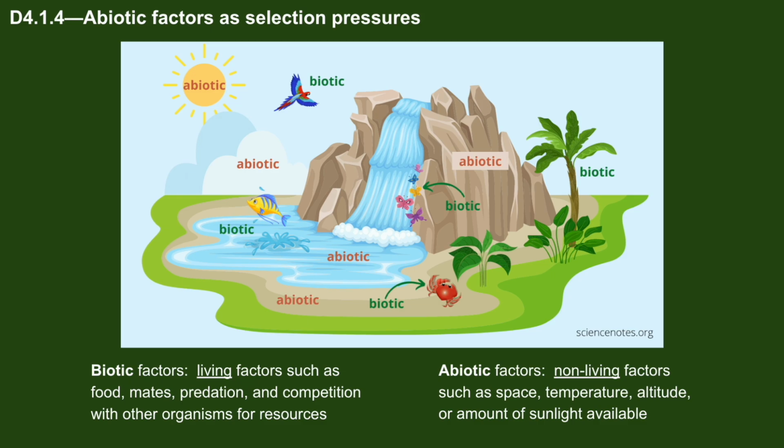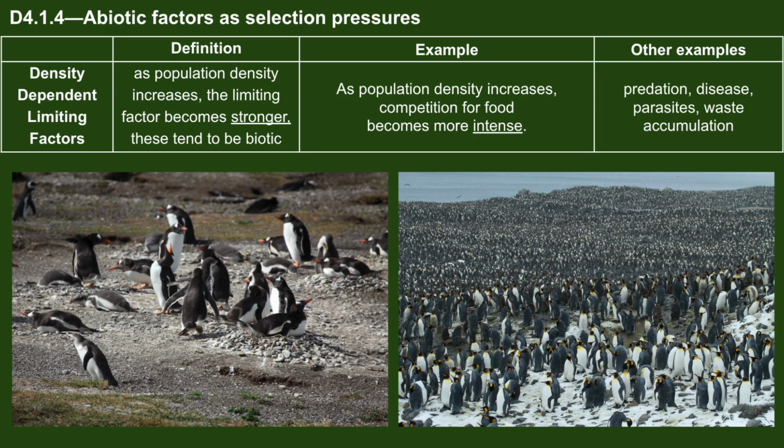Selection pressures can either be biotic, referring to living factors like food, mates, predation, and competition with other organisms, or abiotic factors, which are non-living, such as space, temperature, altitude, or amount of sunlight available. Now, they don't necessarily have to be abiotic here. We can have density-dependent limiting factors, where as there's a higher population density, the limiting factor becomes stronger. These actually tend to be biotic.